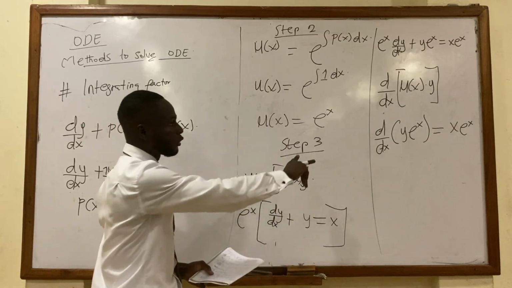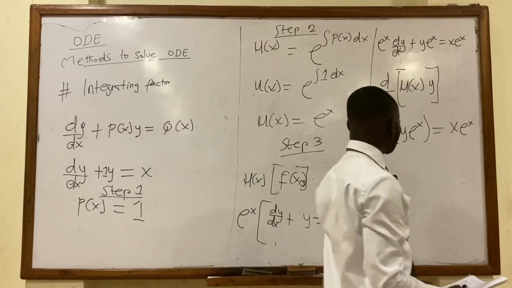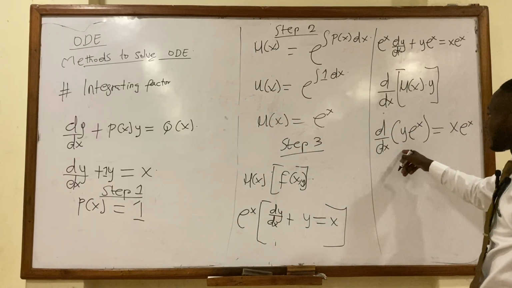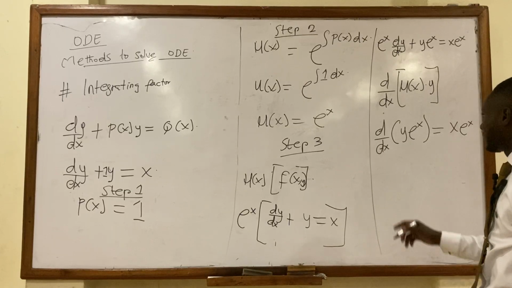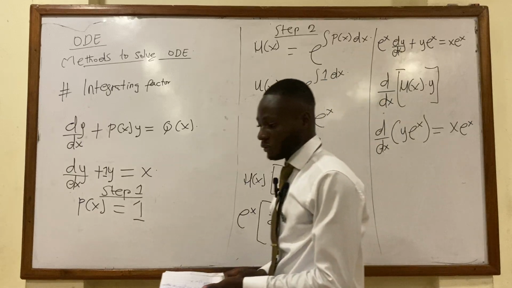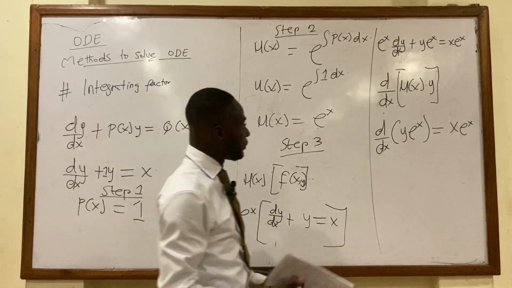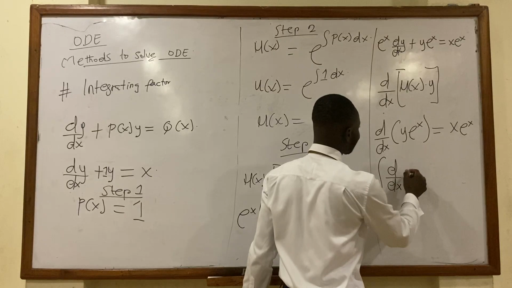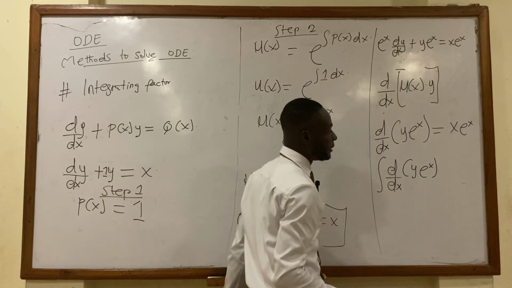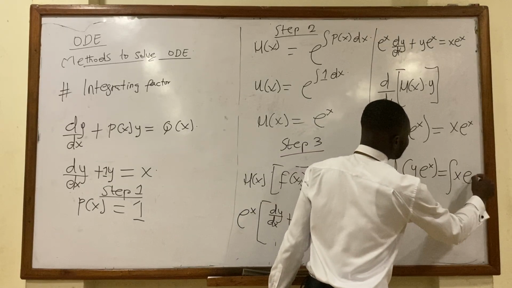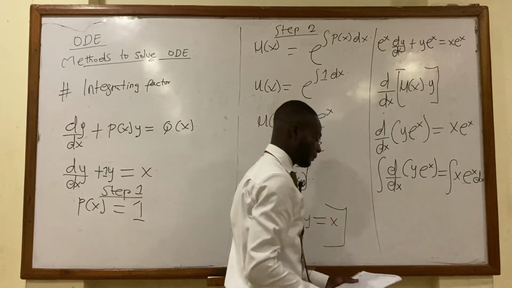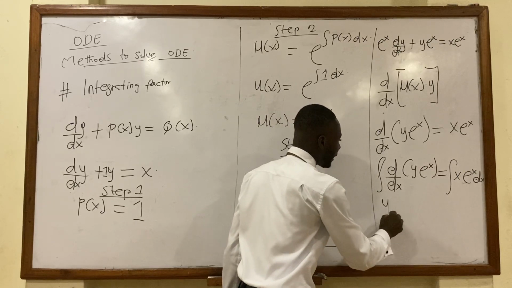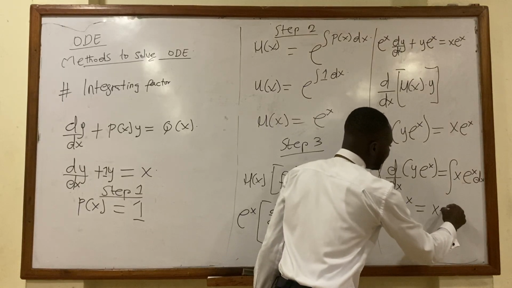Good. So from here, we can now do our integration by integrating both sides. This is the implicit form. Implicit form means you have both x and y on either side of the equation. So we integrate both sides, and then we have the integral of d over dx of y e power x equals the integral of x e power x dx. The d over dx will take off the integral sign, and then we have y e power x.